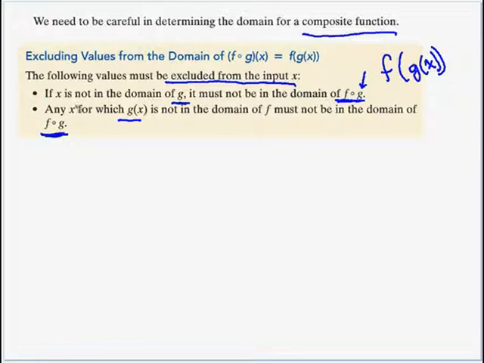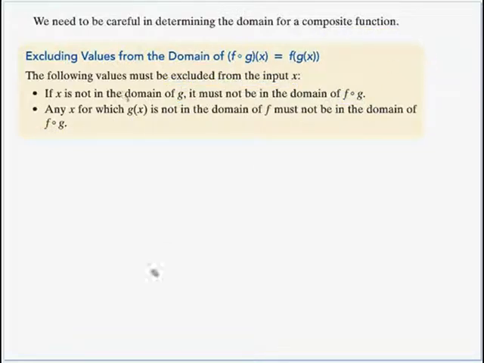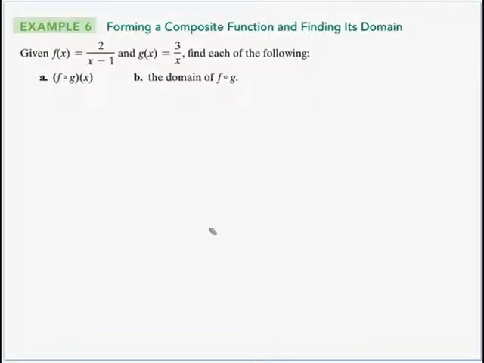It all comes down to, you'll see in the next example, when we do the composition and we're determining its domain, we have to look at the inner function. Look at the inner function's domain and the domain of the final composed function and look for their intersection, or the more restrictive of the two domains. And you'll see that here in example 6. F of x is 2 divided by quantity x minus 1, and g of x is 3 over x. And it wants us to find each of the following. F compose g of x and then its domain.